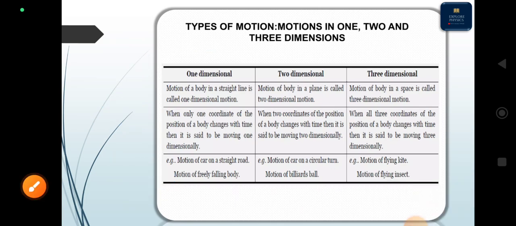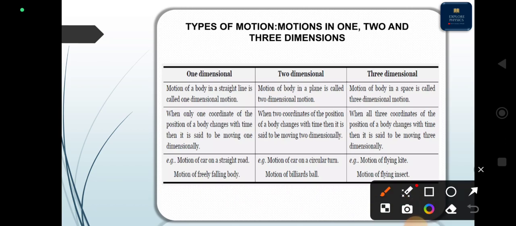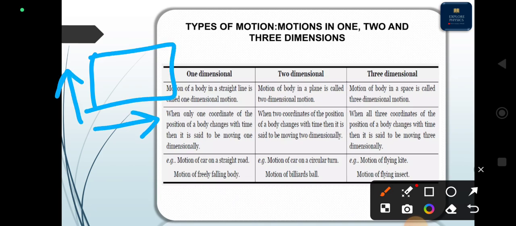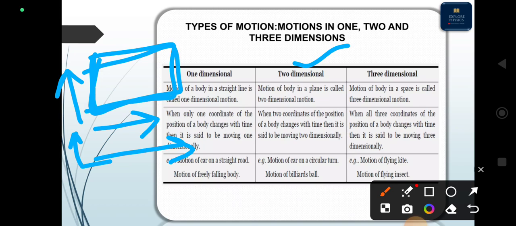Now what is meant by two dimensional motion? Two dimensional motion is motion occurring in a plane, in which the x-axis is changing and the y-axis is also changing. That means two coordinates of the position of the body change, in two dimensions. Therefore it is called two dimensional motion, and the motion is in a plane, because in a plane both the x and y axes change.